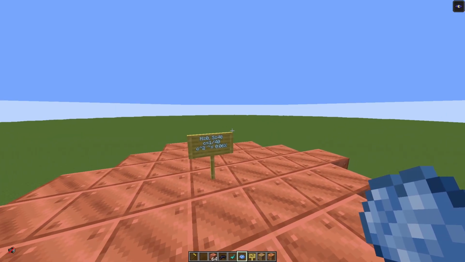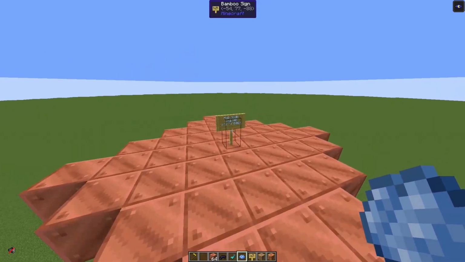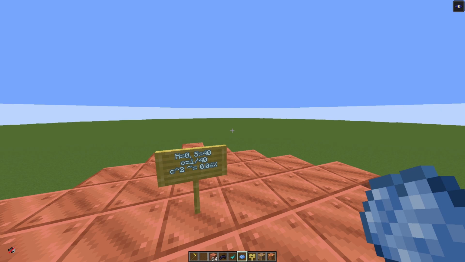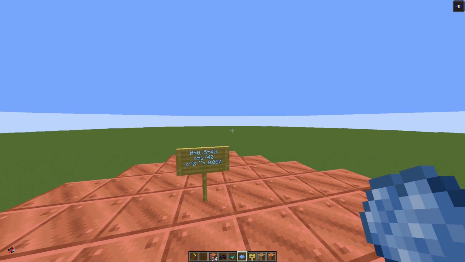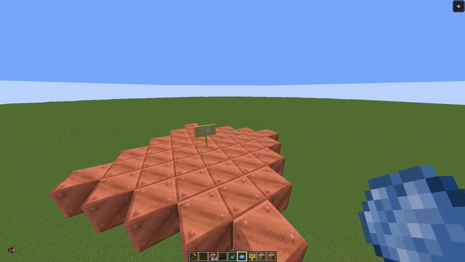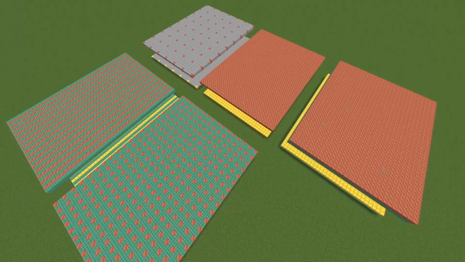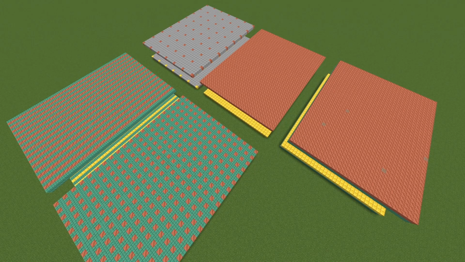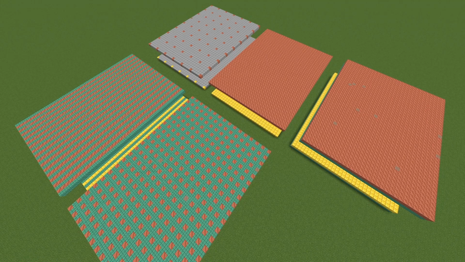And let's also have a look at the disastrous case of a solid copper layer without any oxidized blocks. And there you see we only have a 0.06% chance, or 1 in 1,600 chance, that any given block oxidizes. So it will take a long, long time until the very first block oxidizes, and so the graph of the solid layer doesn't look very promising. So you have a few patterns to choose from, but in any case, even without complicated machines, it's not too difficult to oxidize a few shulker boxes of copper blocks.